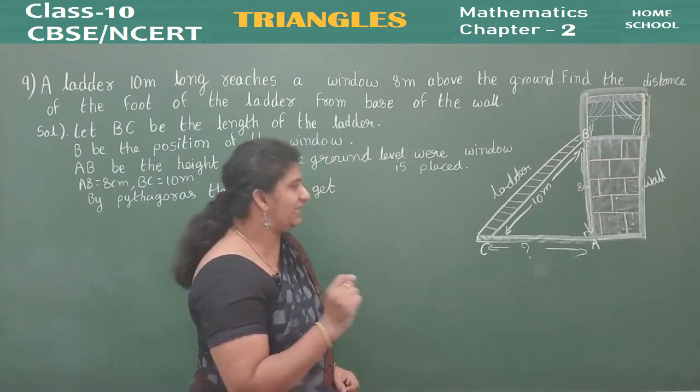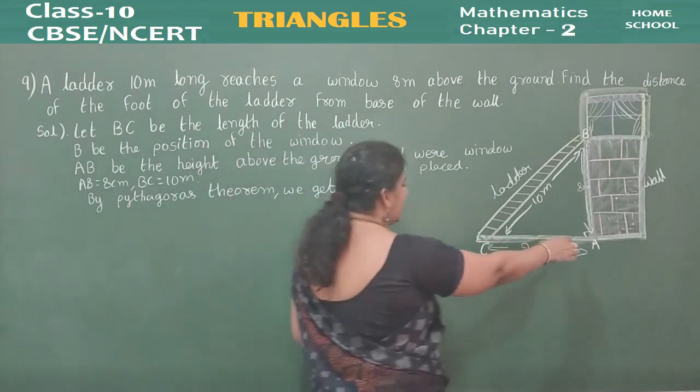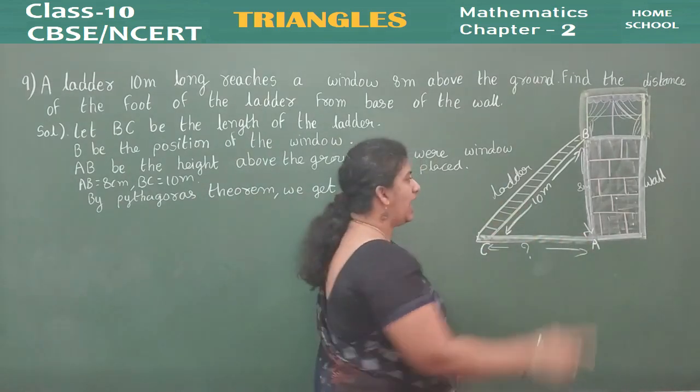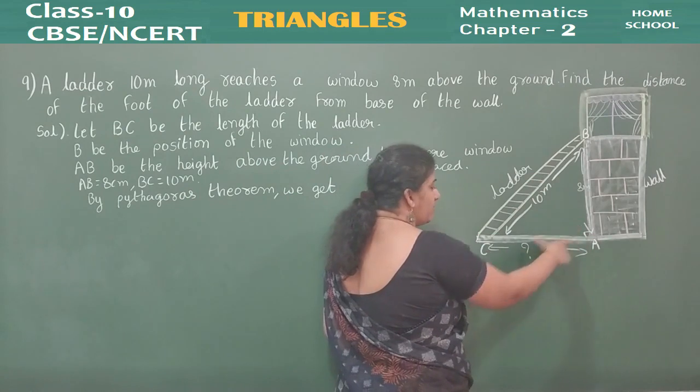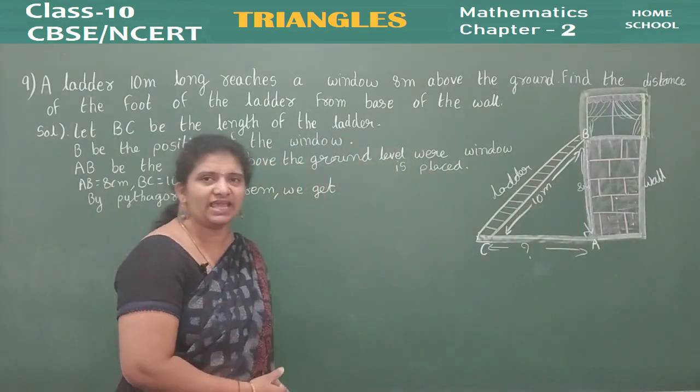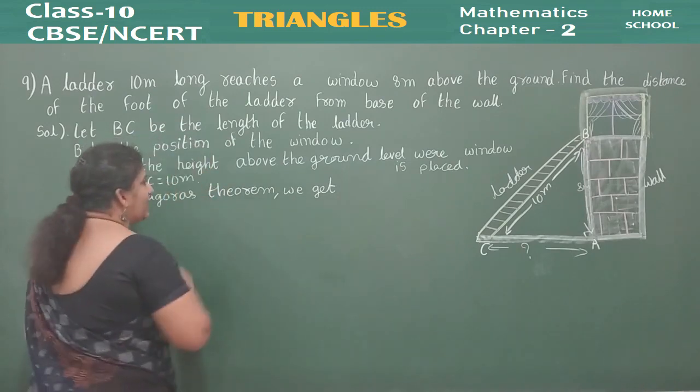It is 90 degrees, so this will be the hypotenuse. Hypotenuse square is equal to the sum of the squares of the other two sides. If you apply this, you are going to get the answer AC. Let's start here.